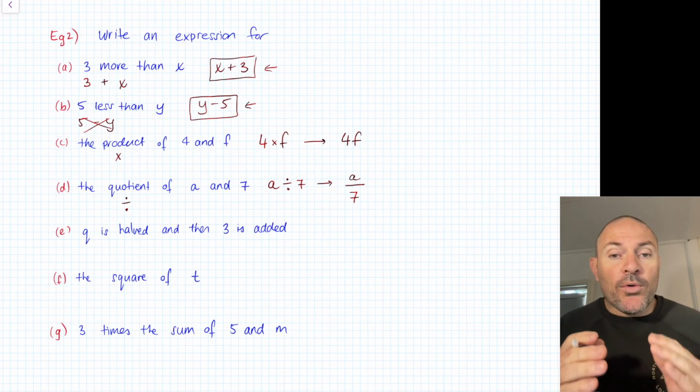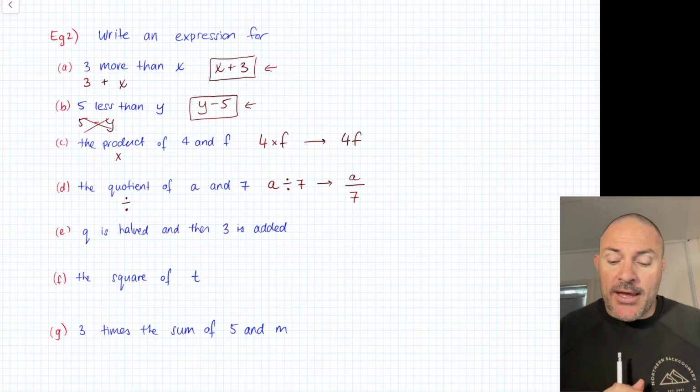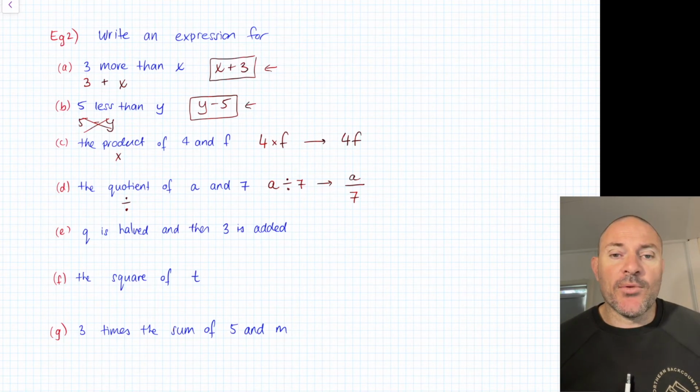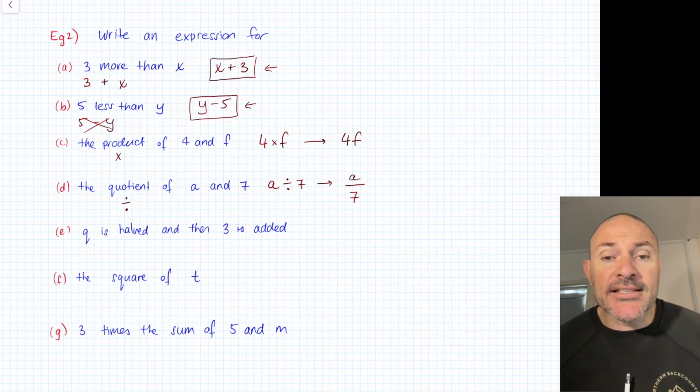If you just remember that quotient means divided by, I'm a happy man. What about the next three? Okay, these are some tricky ones here. E: Q is halved and then 3 is added.